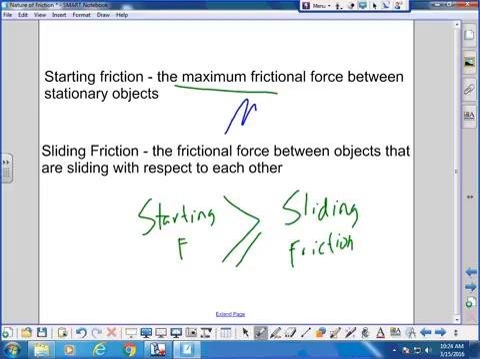I think Mr. Smigalski has reminded you of the mu coefficient, right? That's a terrible way of writing it, so let me write that again. It's actually a U with a tail on the front, so it's a tail and then a U. That would be mu S for static. And sliding friction is mu K for kinetic.